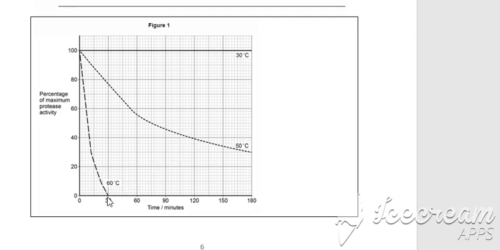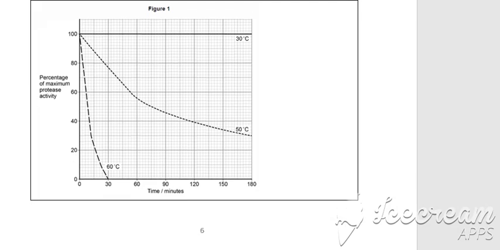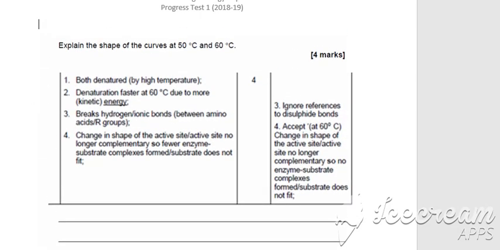When the enzyme becomes denatured, the active site is going to change shape. This is due to the hydrogen and the ionic bonds breaking, and then if the active site changes shape, it is then no longer complementary to the substrate, therefore no enzyme substrate complexes can be formed.